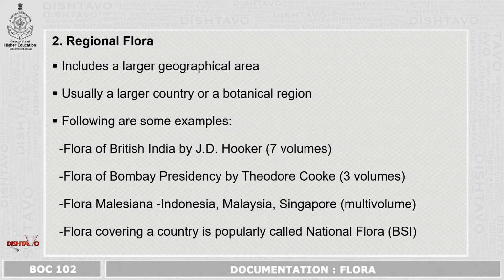Usually a larger country or a botanical region. Some of the examples for this type of flora: Flora of British India. It is published by J.D. Hooker, which will have 7 volumes, a very exhaustive work which includes India, Pakistan, Sri Lanka, Nepal, Bangladesh. All these countries are included in this.